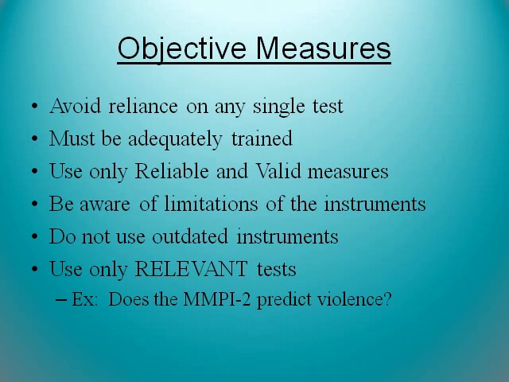Anyway, so objective measures. You want to avoid reliance on any single test. Never hang your hat on a test. You're always going to want to include several tests, in addition to several areas of information. But just because, say, the MMPI has an elevated F scale, that doesn't mean you're going to say, this guy's lying, he's exaggerating all of his symptoms. You can't do that. Well, you can, but it's highly inadvisable.